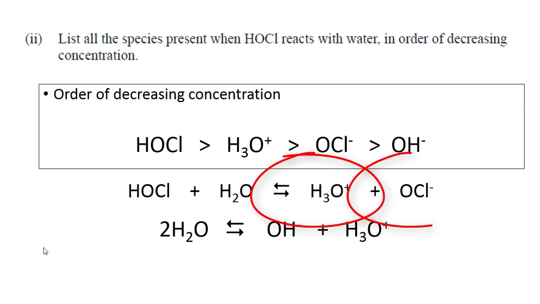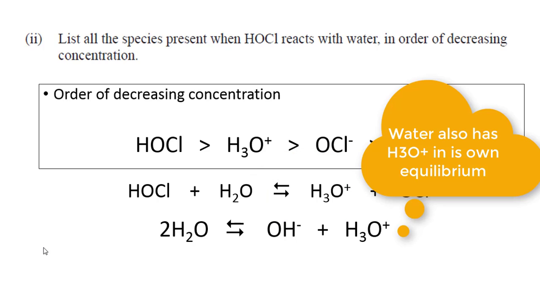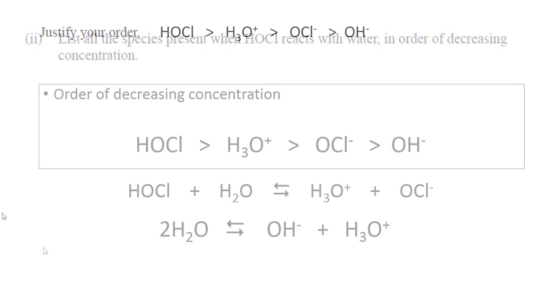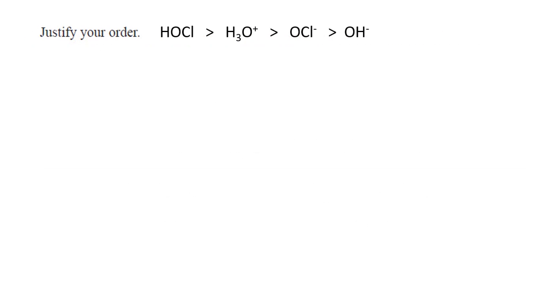However, there's a tiny bit more H3O+ because some of that's come from the dissociation of the water as well. So it's only a tiny number, but it's still there, so slightly greater than the OCl- ion concentration, which is greater than the OH-, the hydroxide ion concentration, which is there in a very small amount. In the last part of the question, we're asked to justify the order that we've just given.